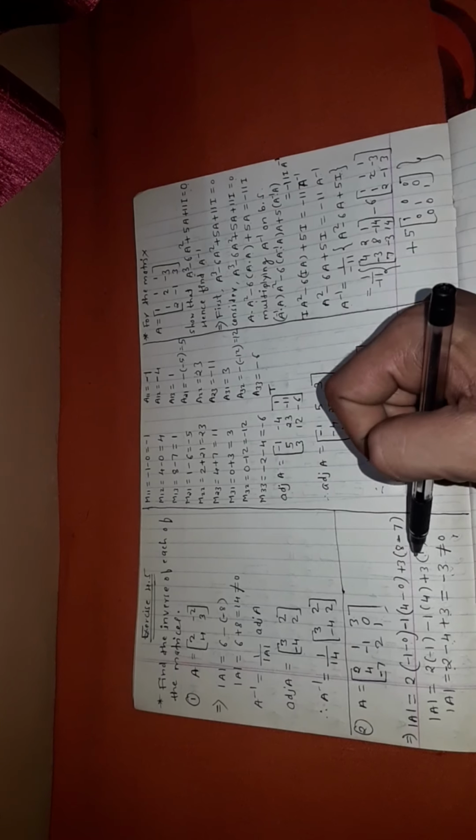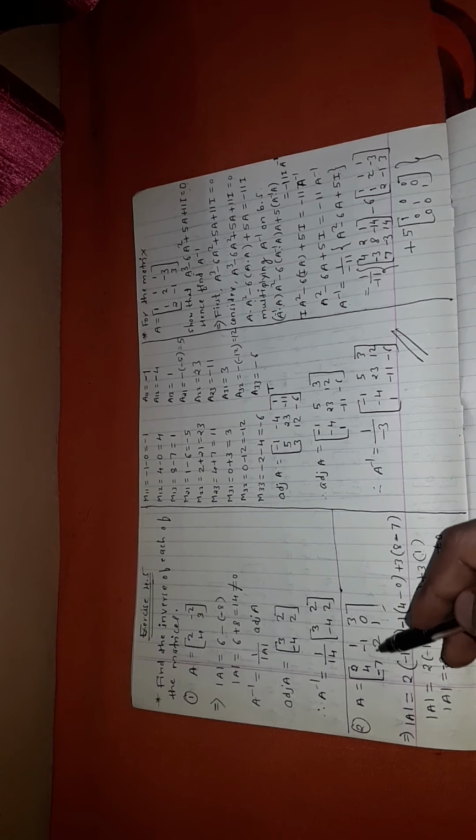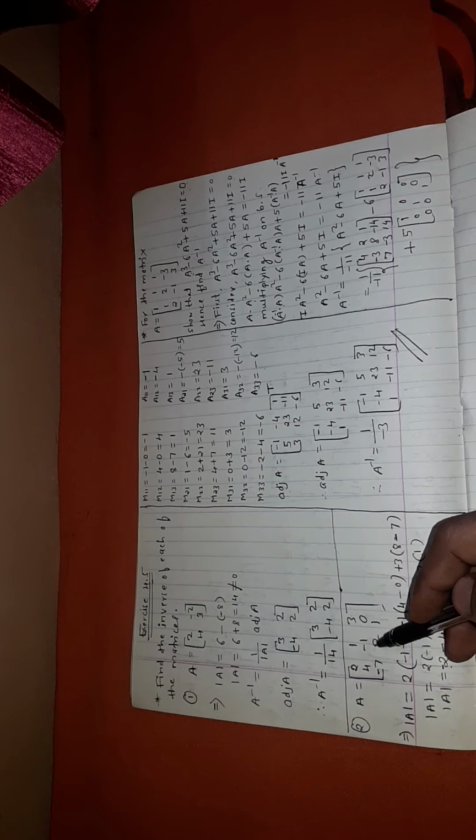Now next, here we have the 3 cross 3 matrix. So determinant A is equal to, the matrix is 2 1 3, 4 minus 1 0, minus 7 2 1. Now we have to find the determinant value of this matrix, and you know how to find a 3 cross 3 determinant value, by expanding with the first row.